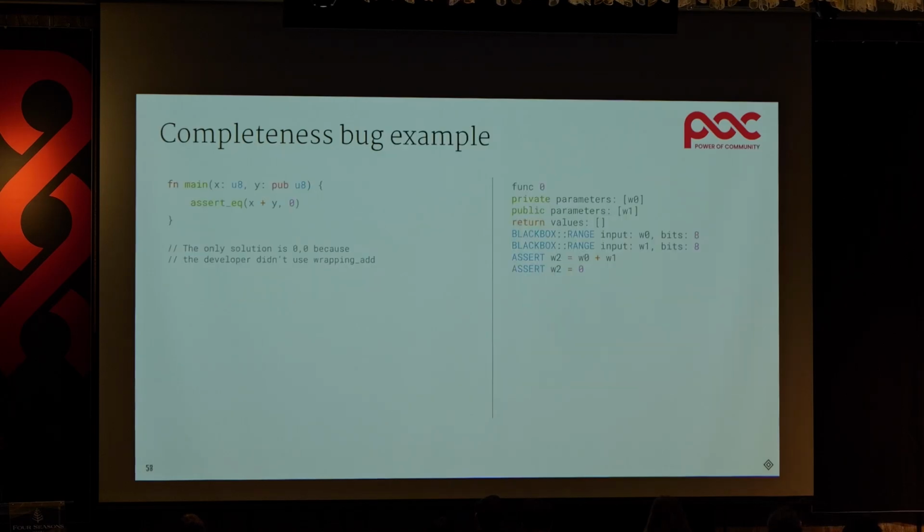A simple example is, let's say you wanted to prove that the sum of values is equal to 0 modulo 2 to the power 256, so regular U8, but you forgot that in Rust-like languages, this would cause an overflow, so you needed to use a wrapping add. So this would then only be possible with the solution 0,0, and that would limit the amount of solutions.